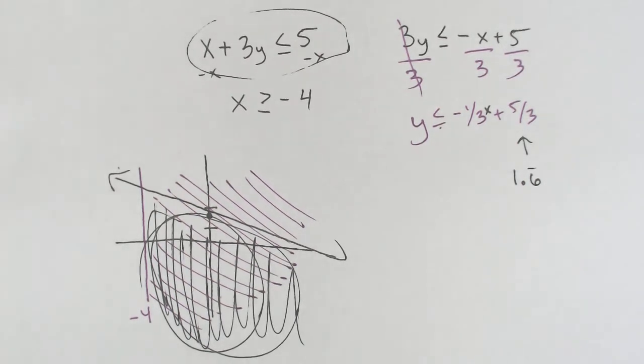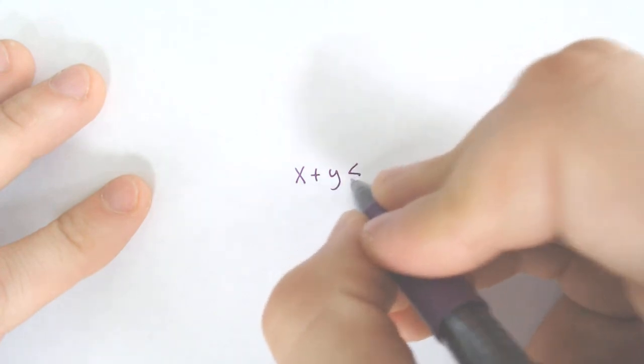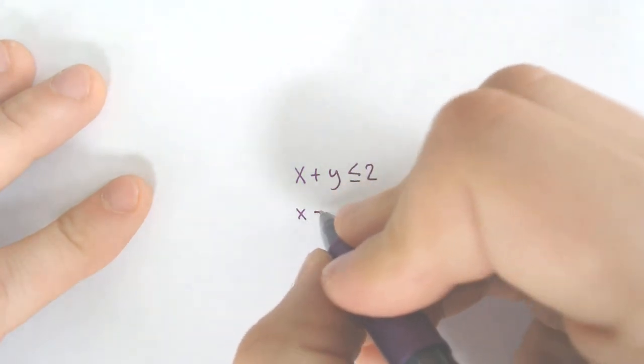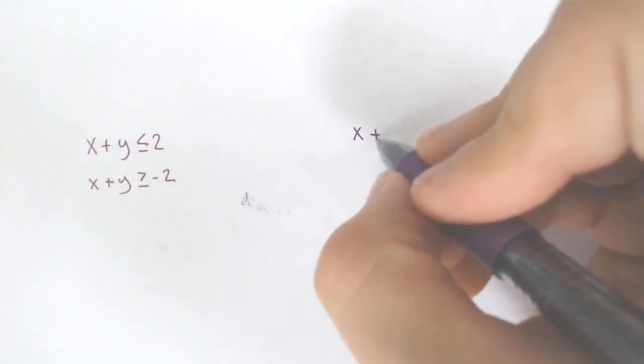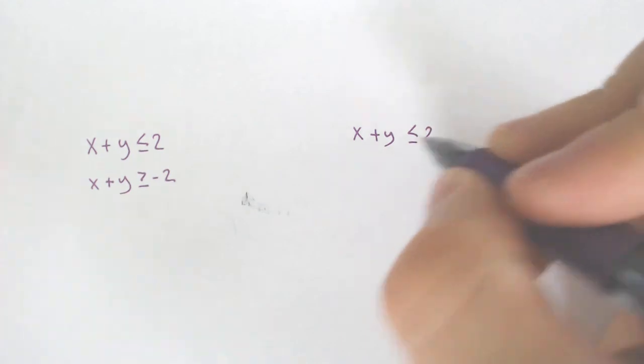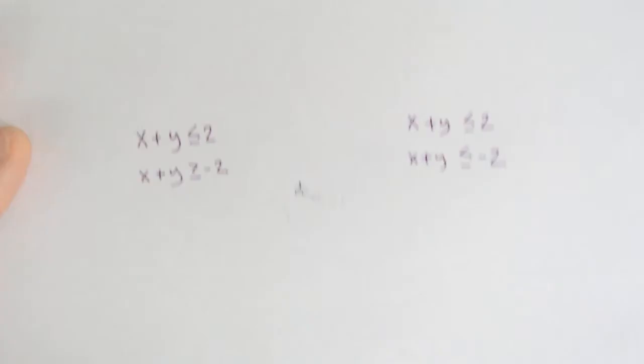I got one more problem for you, and we are gonna be done for the day. Thank you so much for following along. Last one. X plus y less than or equal to 2. X plus y greater than or equal to negative 2 versus x plus y less than or equal to 2, x plus y less than or equal to negative 2.